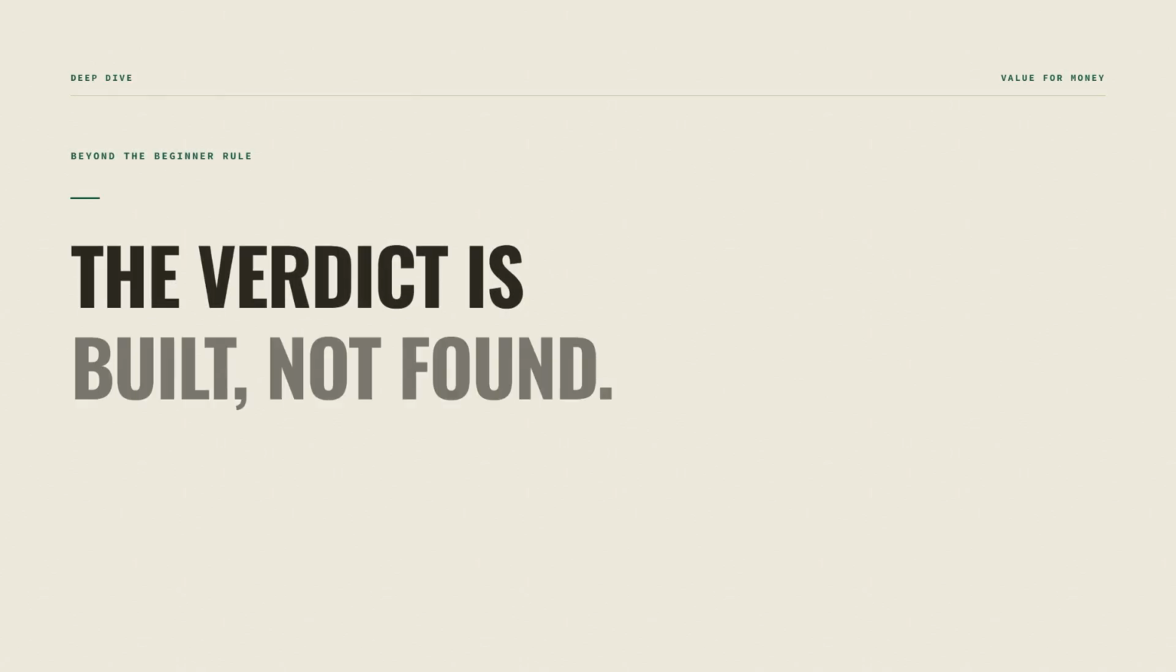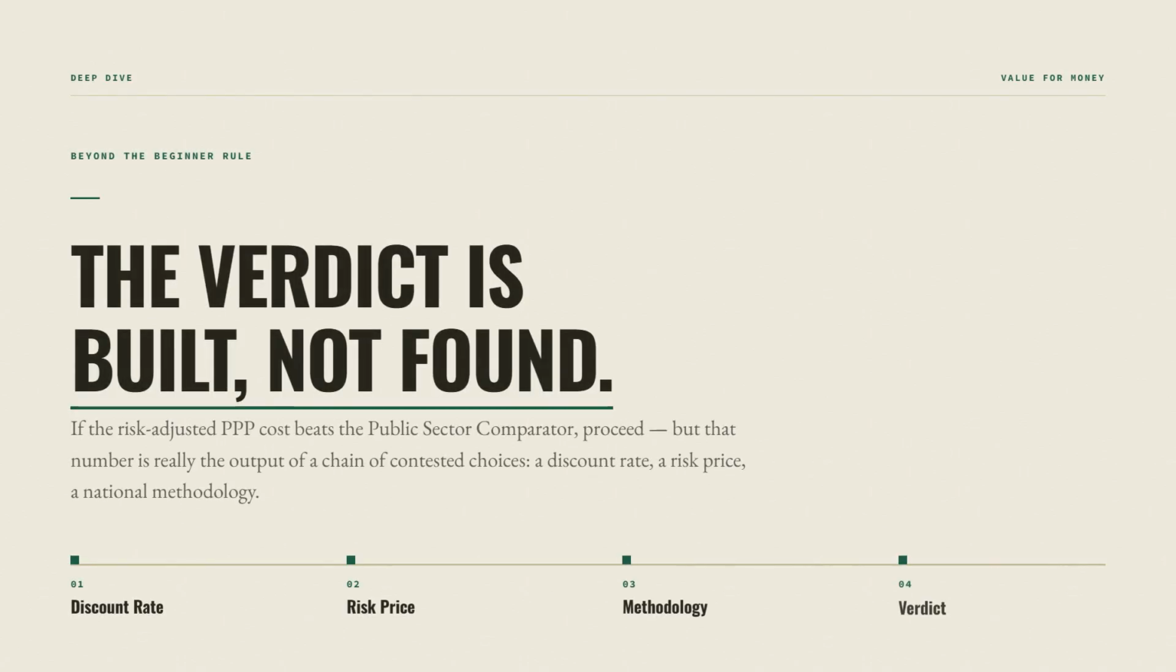The beginner rule sounds simple. If the risk-adjusted PPP cost beats the public sector comparator, proceed. But that number is really the output of a chain of contested choices: a discount rate, a risk price, a national methodology. This episode goes inside that machinery.